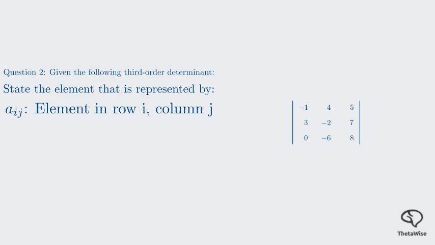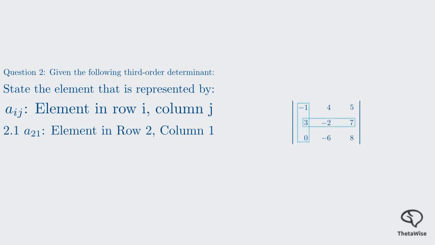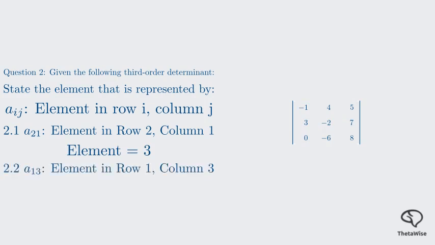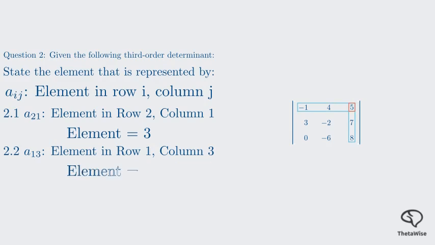Let's find each of the elements. For 2.1, we need to find a sub 2,1. This is the element in row 2, column 1. Row 2 is 3, 2, 7, and column 1 is 1, 3, 0. The element at their intersection is 3, so a sub 2,1 is 3. Next, 2.2, a sub 1,3. This is the element in row 1, column 3. Row 1 is 1, 4, 5, and column 3 is 5, 7, 8. The element is 5, so a sub 1,3 is 5.